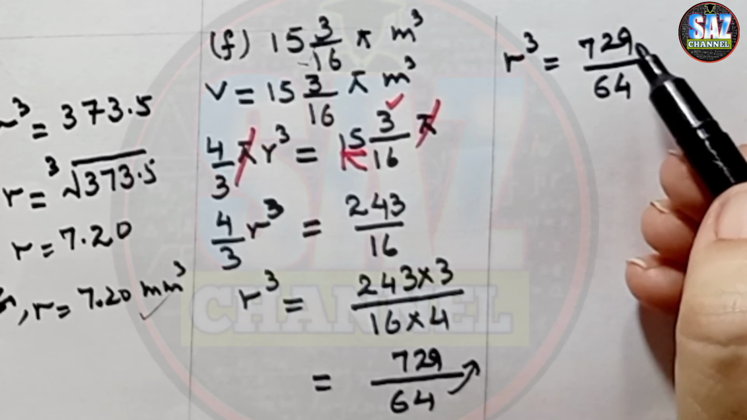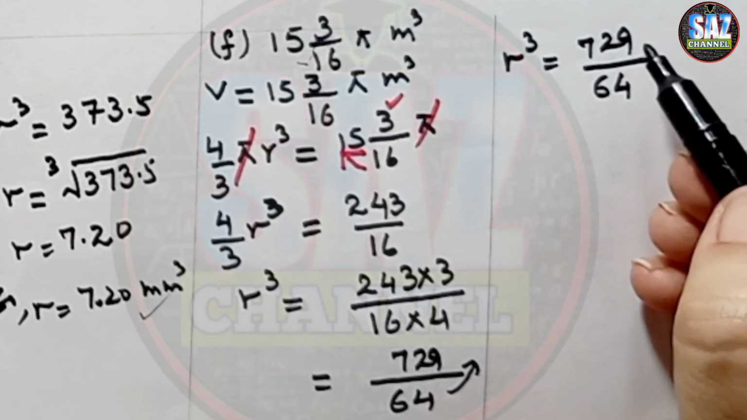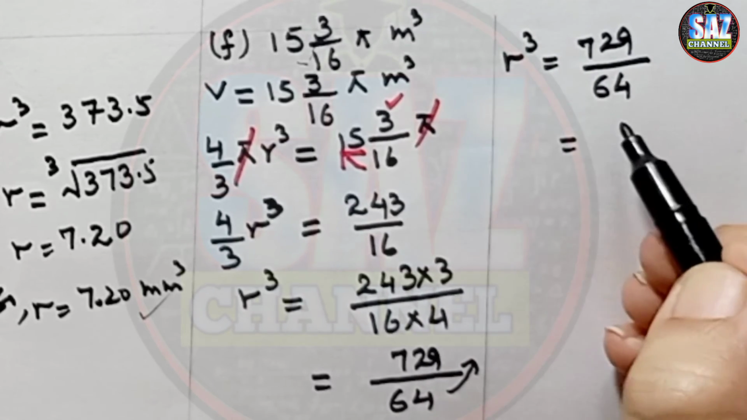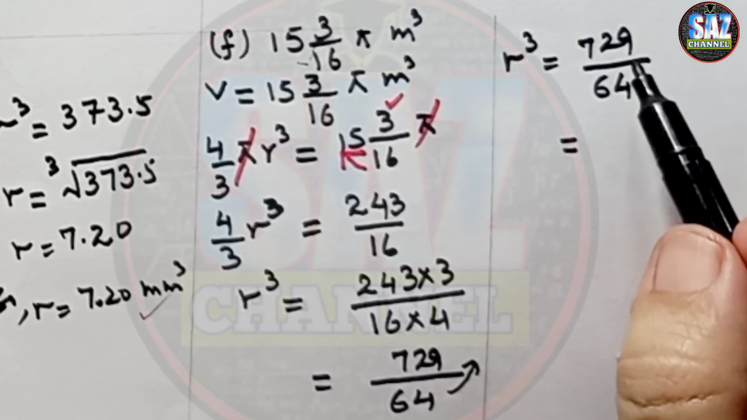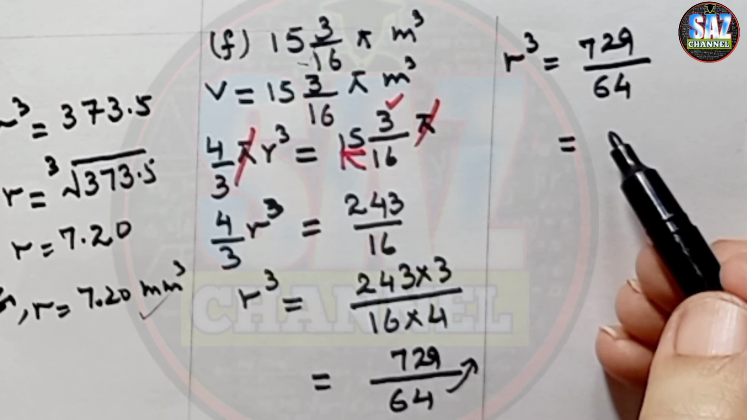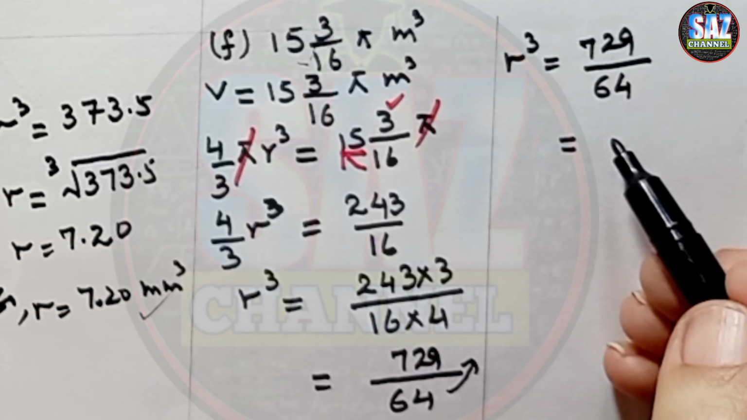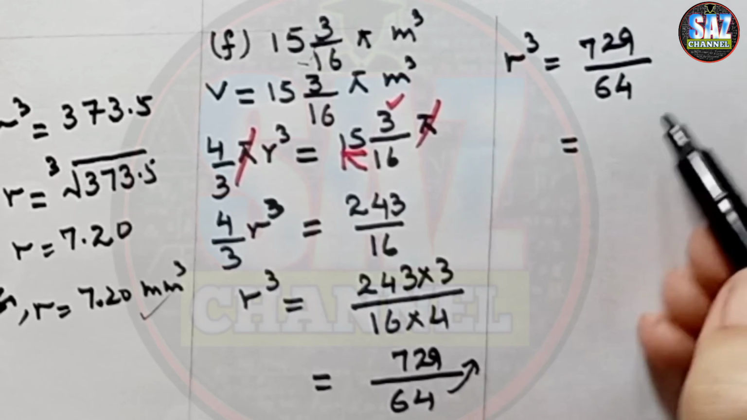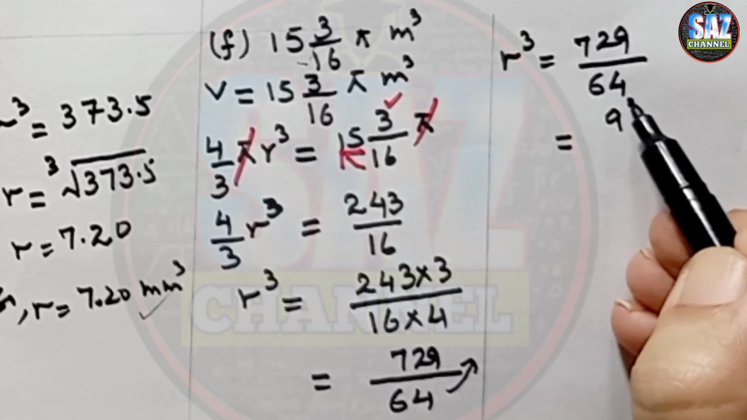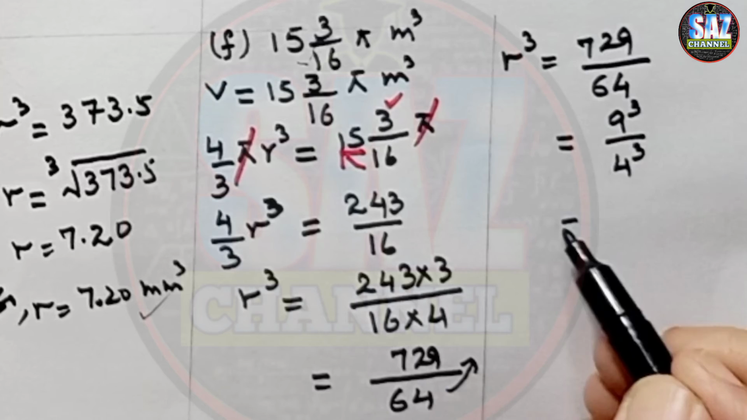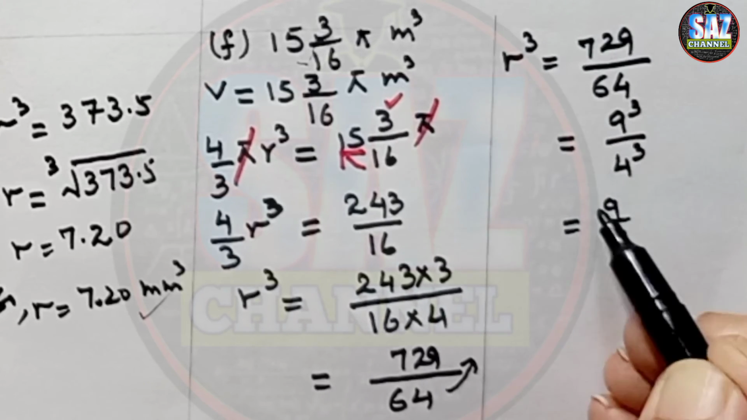Now look, 729 is a perfect cube and 64 is a perfect cube. Think about the numbers whose cubes are 729 and 64. 729, we just calculated, is the cube of 9: 9 multiplied by 9 multiplied by 9. So I can write it as 9 cube upon 64, which is the cube of 4, so 9 by 4 whole cube.